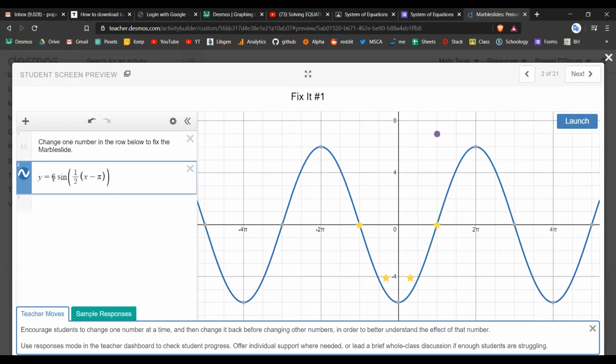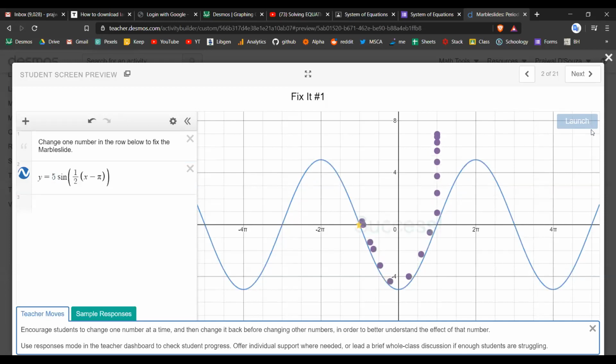I can add a slider, but we'll go with 5, I guess. Let's see. I'll launch. Yeah, 5. Congratulations, guys. You won. Okay, that worked. That really worked. But my point is you can try other things.